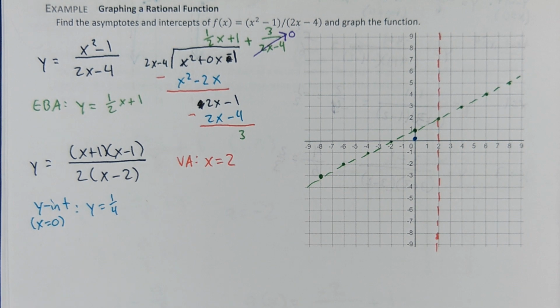If you make your dot fat enough, no one will be able to argue with you that that is positive 1/4.